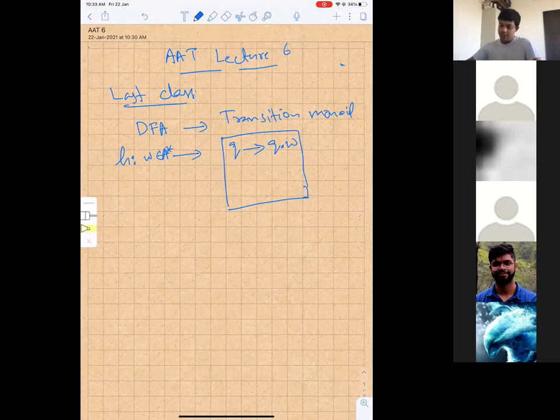And what is the accepting set? If you are given L, what is the accepting set? Somebody?